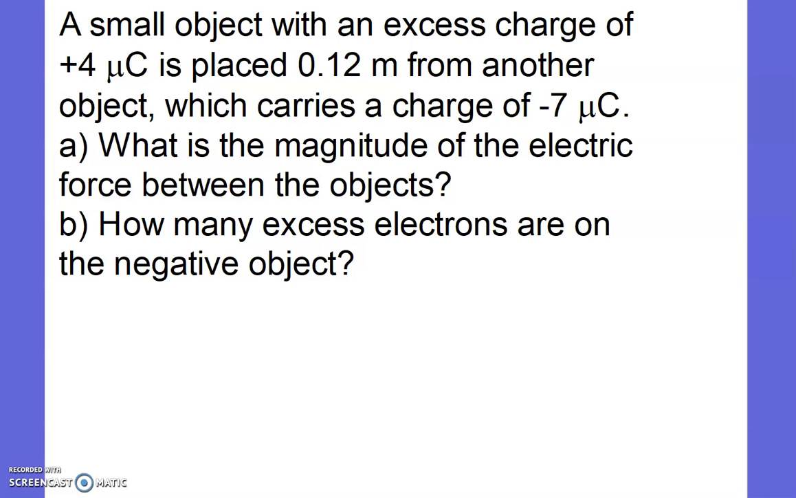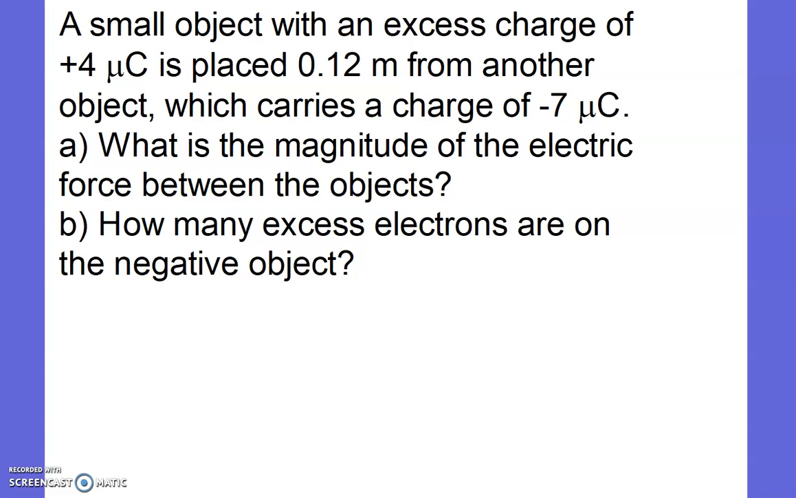In this problem, we have a small object with an excess charge of positive 4 microcoulombs placed 0.12 meters from another object which carries a charge of negative 7 microcoulombs. We want to first know what is the magnitude of the electric force between the objects, and secondly, we want to know how many excess electrons are on the negative object.